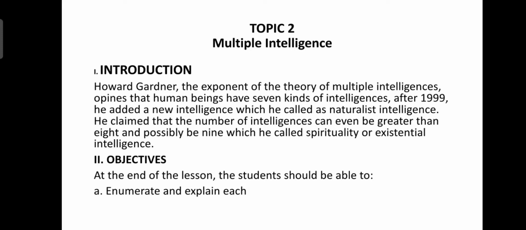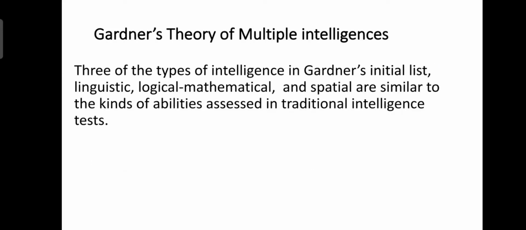Objective. At the end of the lesson, the student should be able to enumerate and explain each of Gardner's theory of multiple intelligences. Three of the types of intelligences in Gardner's list, linguistic, logical-mathematical, and spatial, are similar to the kinds of abilities assessed in traditional intelligence tests. The remaining types have been much less widely studied, yet according to Gardner, they are equally important to human functioning. For example, interpersonal intelligence may be of crucial importance to a parent, a nurse, or a teacher. Bodily kinesthetic intelligence may greatly facilitate the performance of a dancer, an athlete, and even a sports medicine professional.